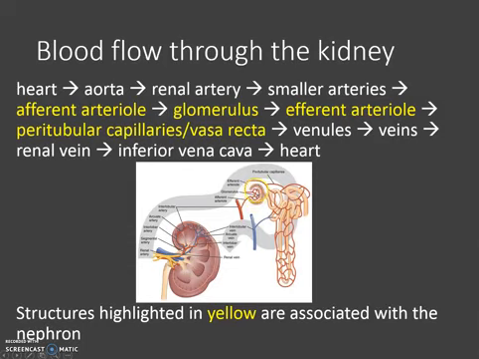Now, from the glomerulus, there is an efferent arteriole. And you can think of efferent, the E standing for exit, because this is where the blood exits the glomerulus. And then the efferent arteriole branches and forms another capillary bed called the peritubular capillaries and the vasa recta. And these are the capillaries that are around the tube of the nephron. And we're going to talk a lot about the exchange of materials between the glomerulus and the tubule, and between the tubule and the peritubular capillaries.